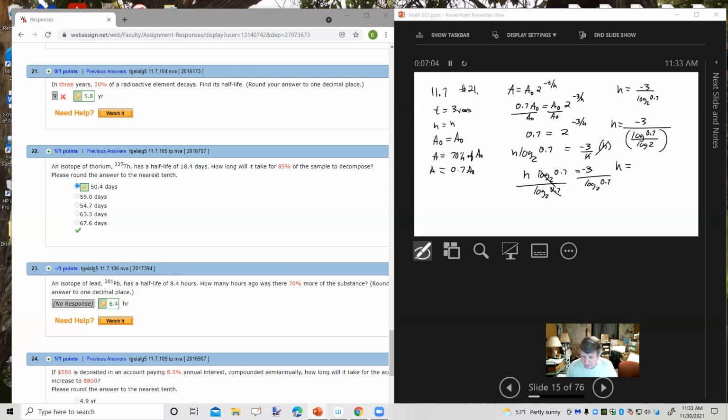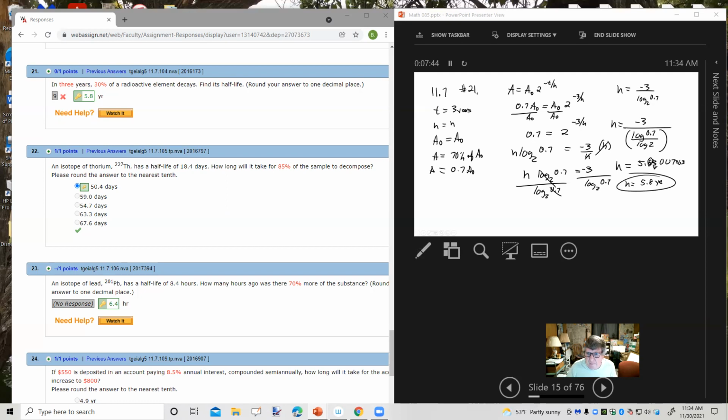Now, putting that into the calculator: negative 3 divided by parentheses, log of 0.7, close that up, divided by log of 2, close that up, close up the whole thing. I need to put my glasses on so I can see what's going on here. And we get 5.83007463. It says round to 1 decimal place. The 3 would round down. So the half-life is 5.8 years.